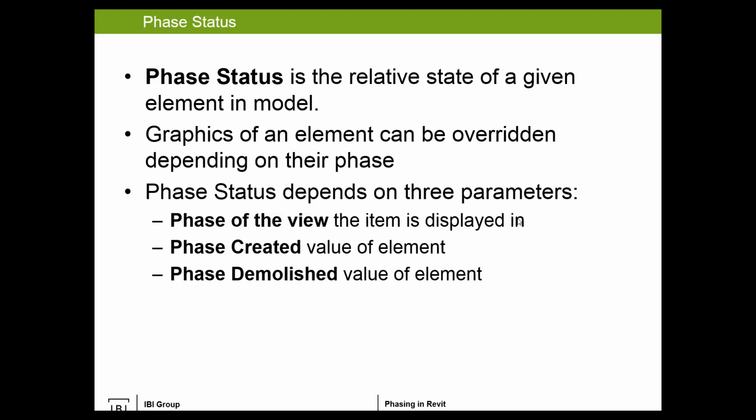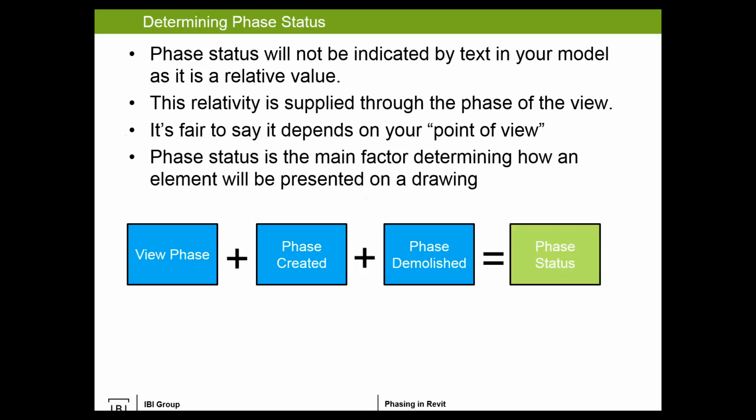And if you have demolished an item in the phase, let's say you created an item in phase 1 and demolished an item in phase 2, and if your view is in phase 2, it's going to appear as demolished. And in phase 3, it won't appear at all because it's already gone. It's demolished. It's not there anymore, so there's no need to display it. So how you determine phase status is basically a combination of these three parameters. And we will see a chart explaining this whole thing just in a minute.